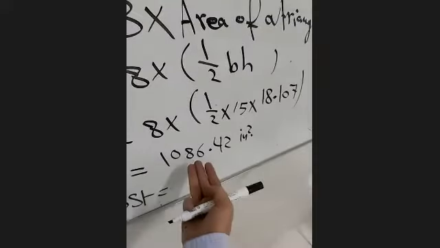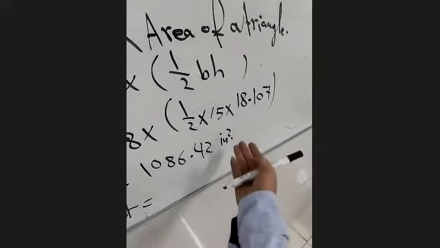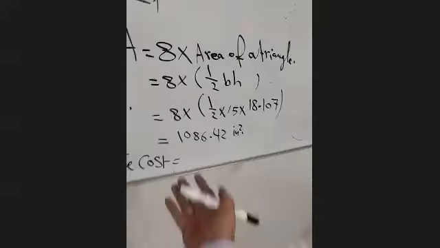Right. But I want the cost of 1,086.42 square inches. What should the cost be? How do we find the cost? We will divide. Divide. Time. Look here. You go to the supermarket, okay? Focus with me. Forget the question and focus with me here, okay?